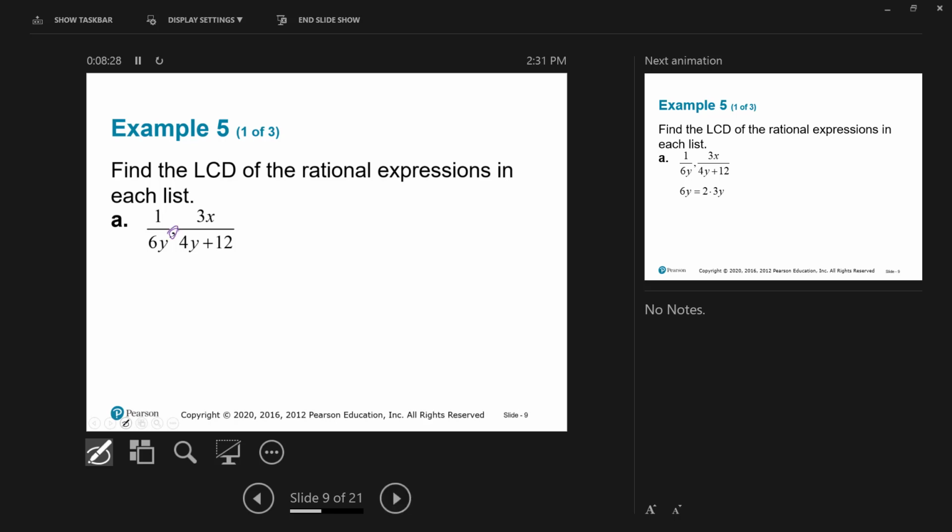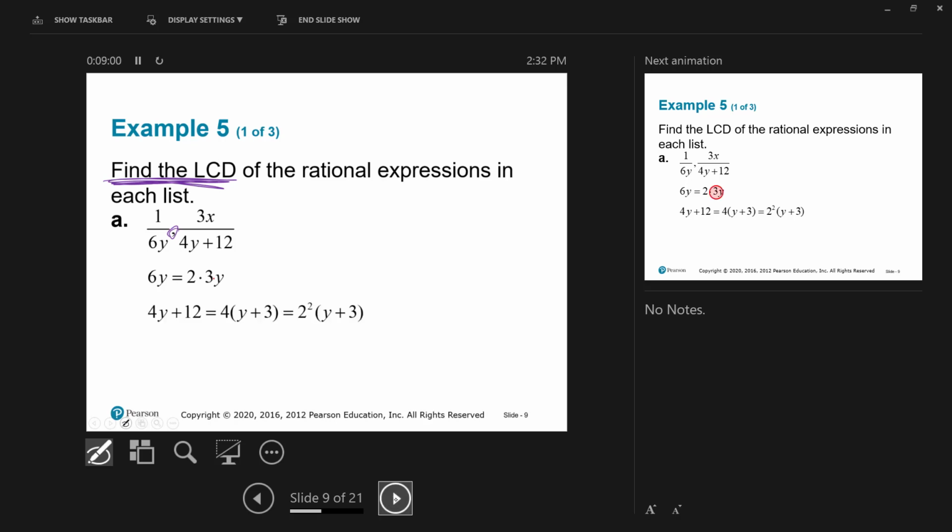There's a comma between here. They're not asking me to add or subtract. They're asking me to find the lowest common denominator, which means I am dealing with a 6y and a 4y plus 12. So here's the deal. We're going to look at the 6y, and we are going to notice that we can rewrite it as 2 times 3 times y. Great.